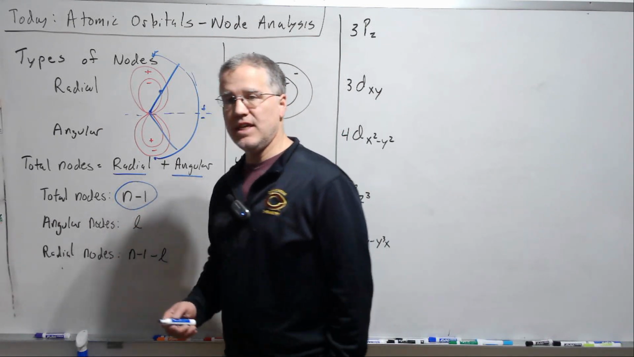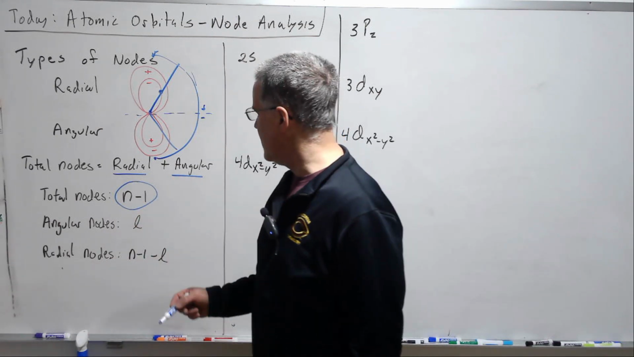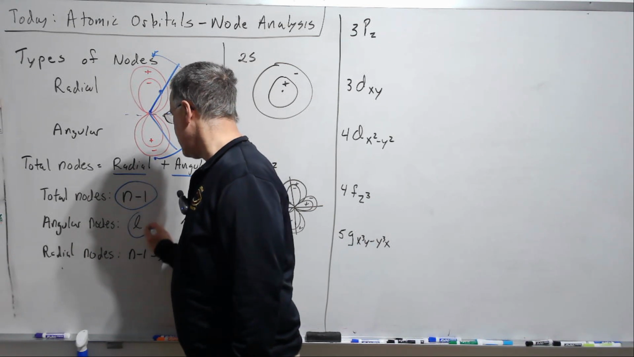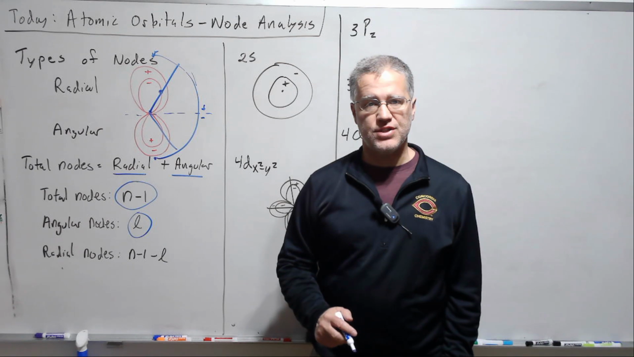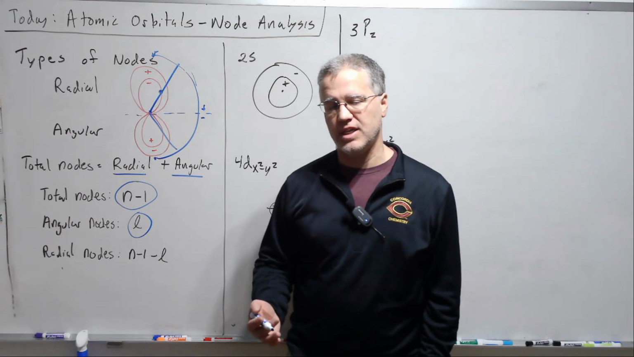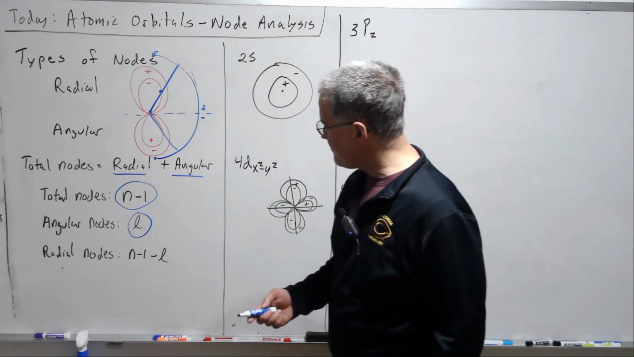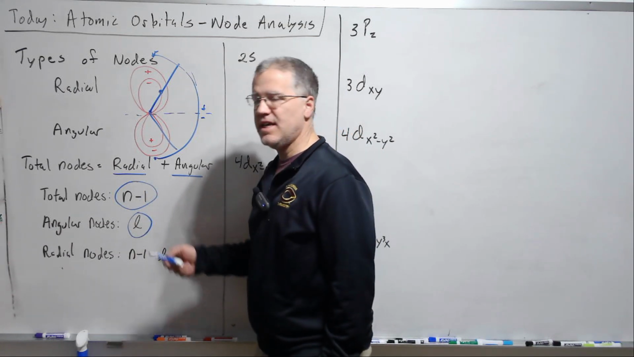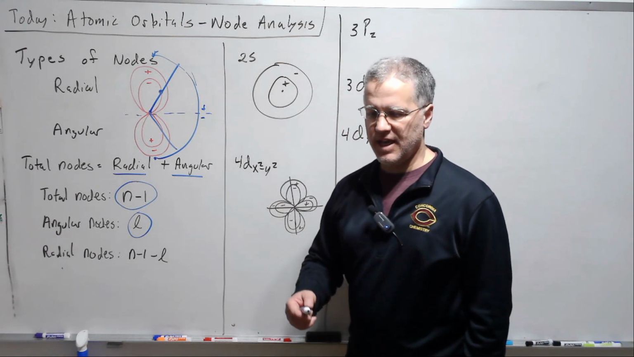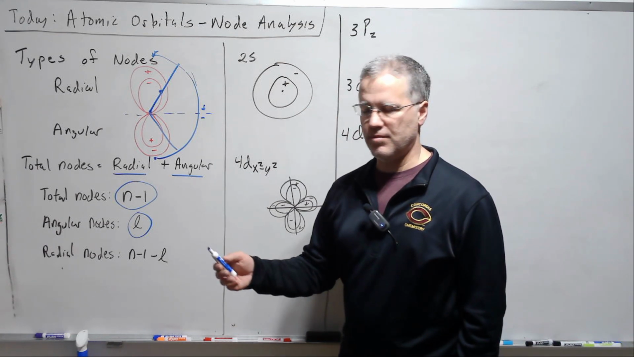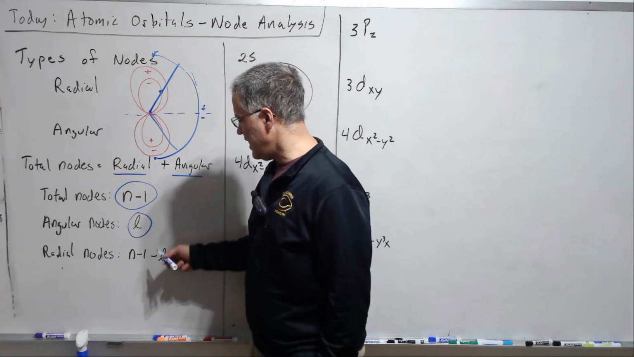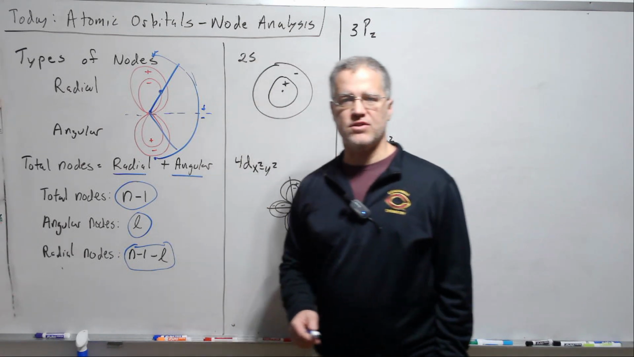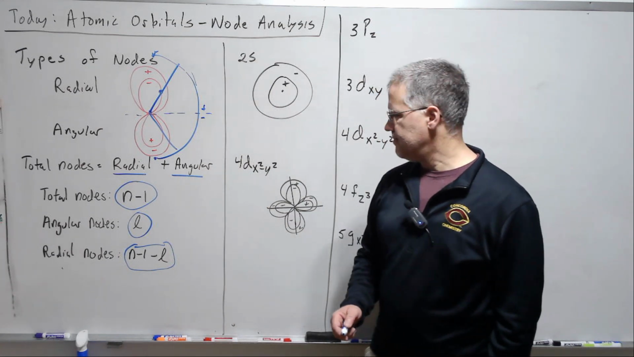Now, if we know the shape, or if we know the L value, then we know the number of angular nodes. The number of angular nodes is always equal to L. And thus, if we know the n number and the L number, so if we said something like a 4f orbital, then we would know both of these, and thus from this we can get the total number of radial nodes, which is n minus 1 minus L.